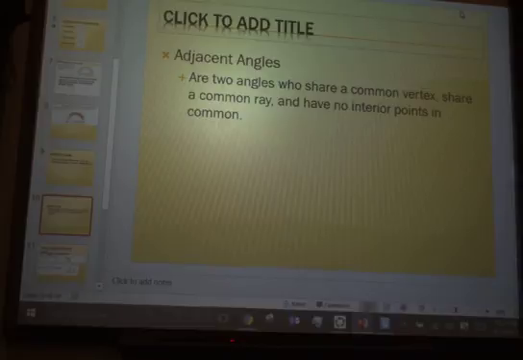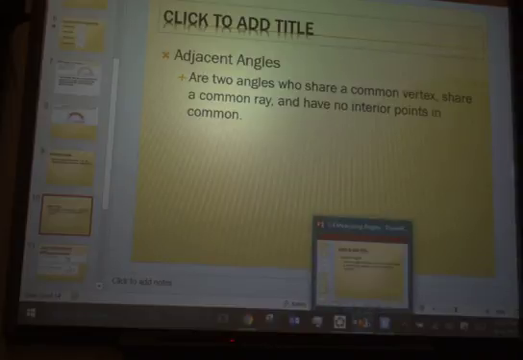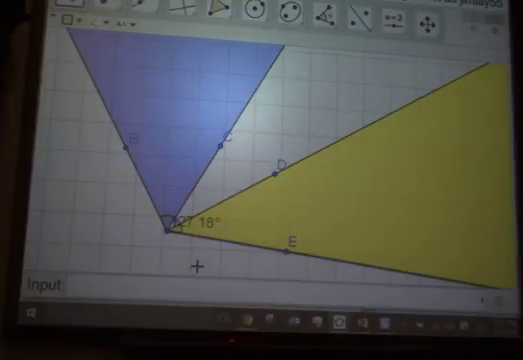So two adjacent angles, common vertex, common ray, and no interior points in common. And it's really important that we satisfy all three of those conditions. So I'll give you some examples, some visuals here of situations in which we have adjacent angles and situations that we don't have adjacent angles. And it's going to be important to be able to identify them because throughout the year we'll have rules that say this only works with adjacent angles, this works with non-adjacent angles and stuff like that. So it's going to be pretty important that we're able to recognize those things.